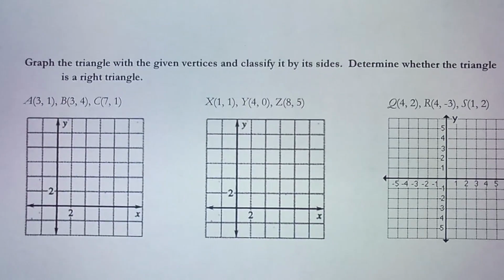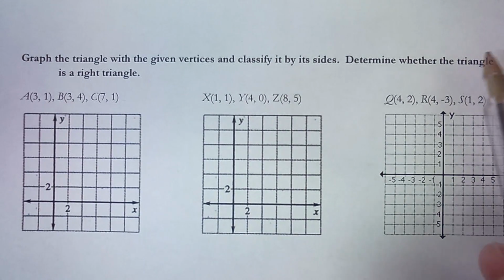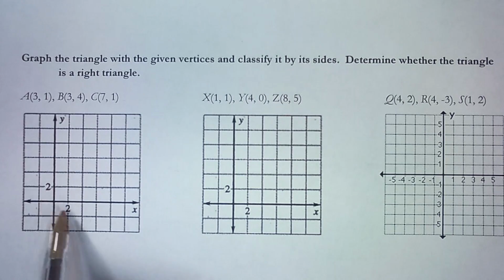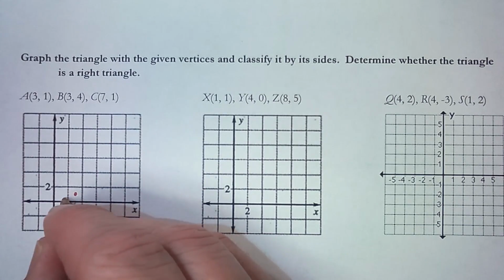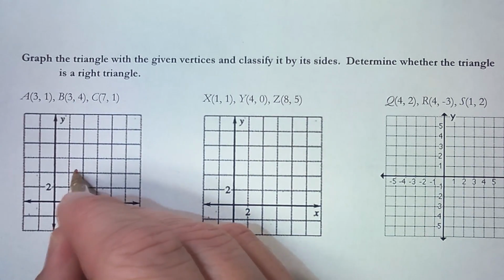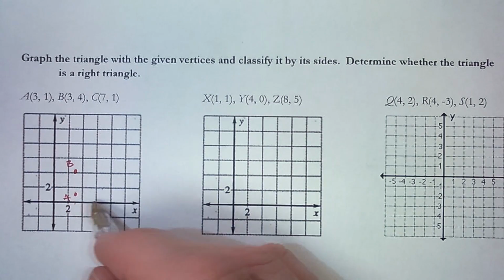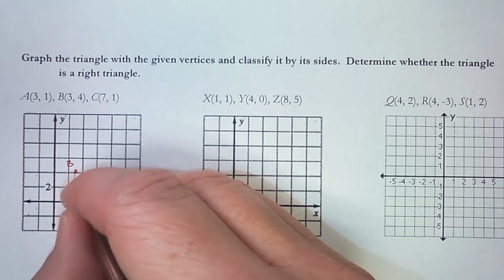Okay, now we need to graph some triangles and then classify by their sides and then say if they're right triangles or not right triangles. So I have 3, 1. Now be careful, we've got a scale of 2 here. So this is 3 and this is 1. So there's 3, 1. So that's A. Then I have 3, 4, that's B, and I have 7, 1, so that's 2, 4, 6, 7, and 1, and that is C.